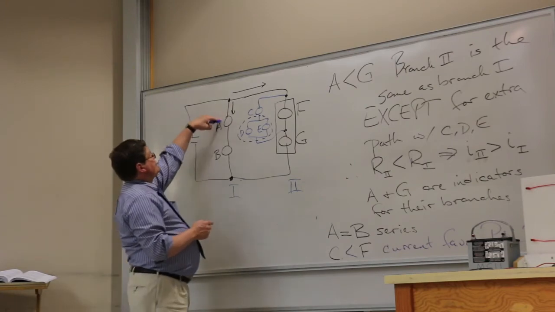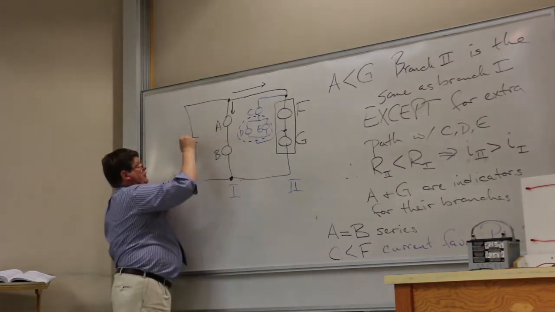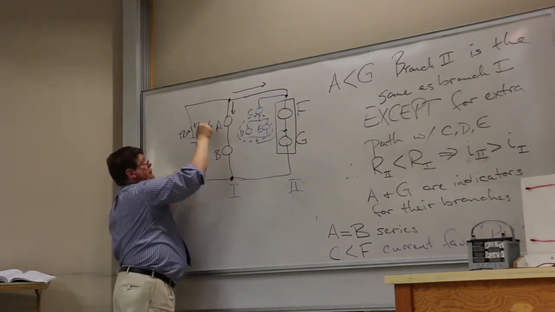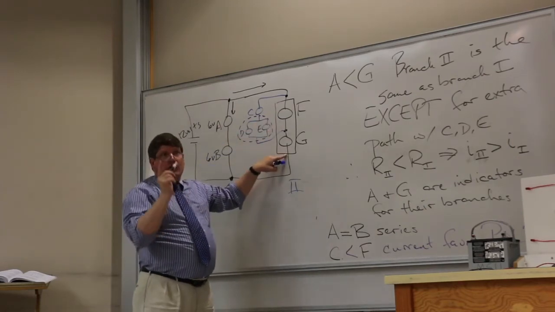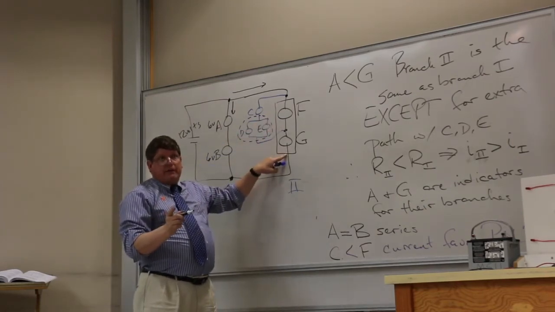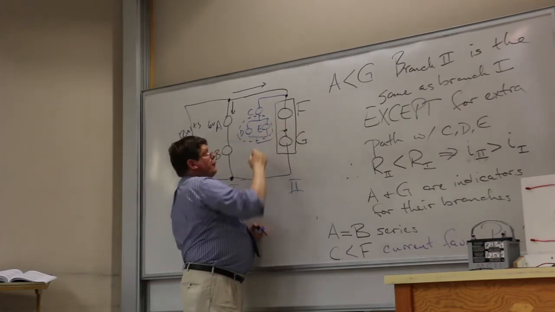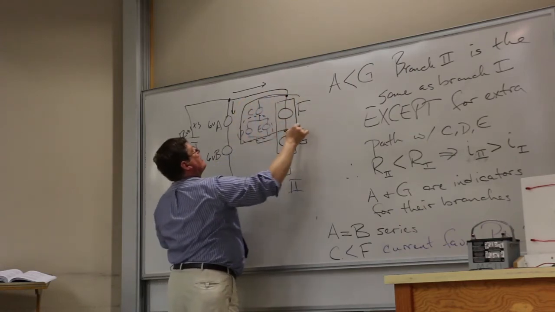All I know is that these guys have to add up to 12 volts. Okay. And they're in series, so they're 6 volts and 6 volts. These guys add up to 12 volts, but they are not in series. Everything that goes through G doesn't have to go through F. Oh, okay. What is in series is G and this network.